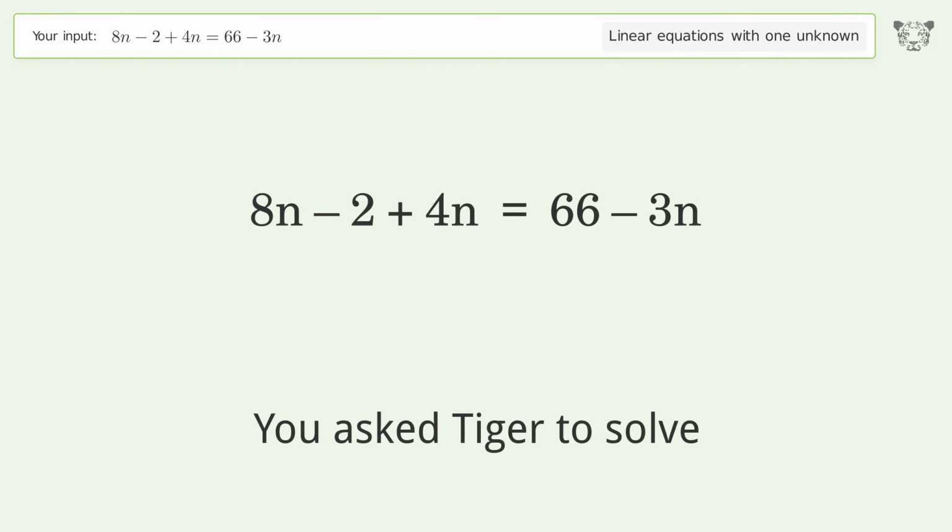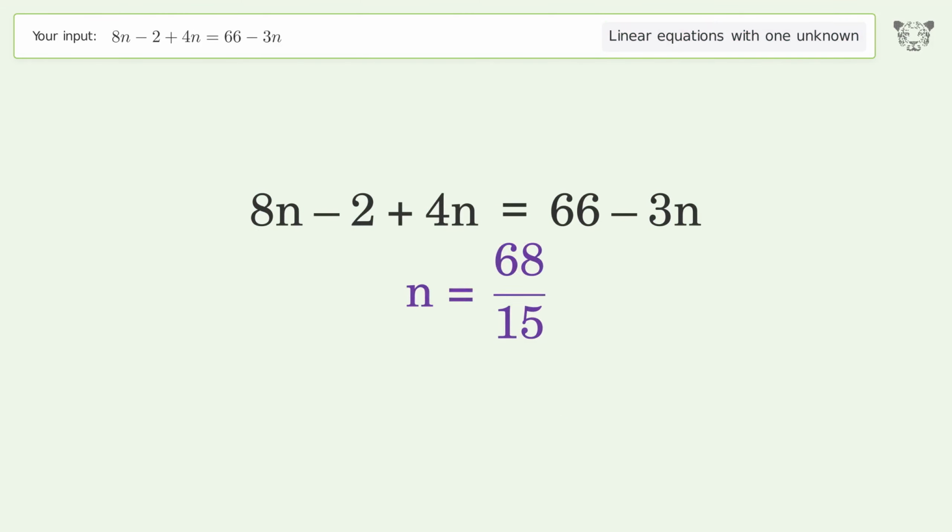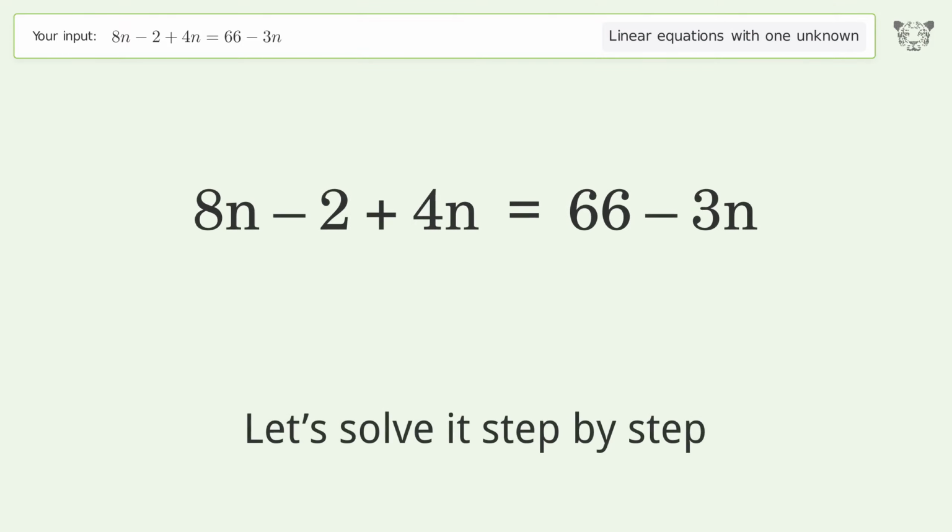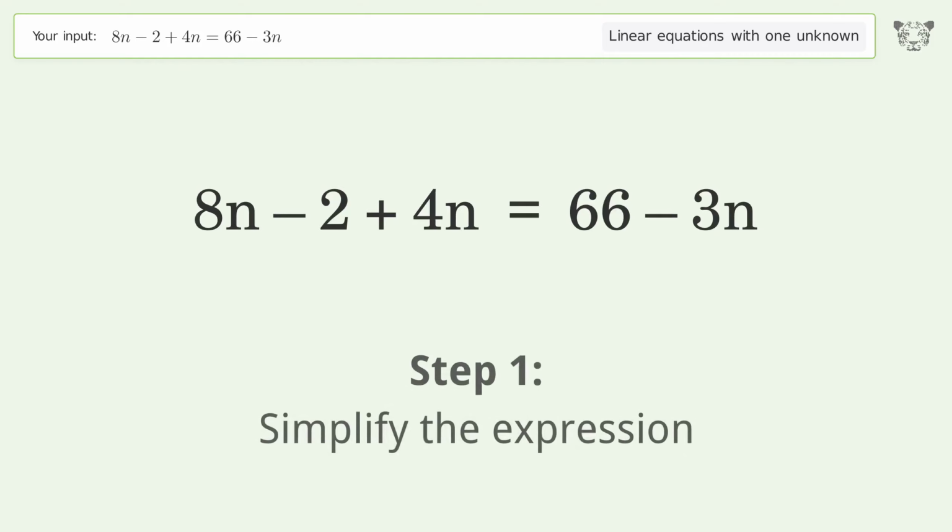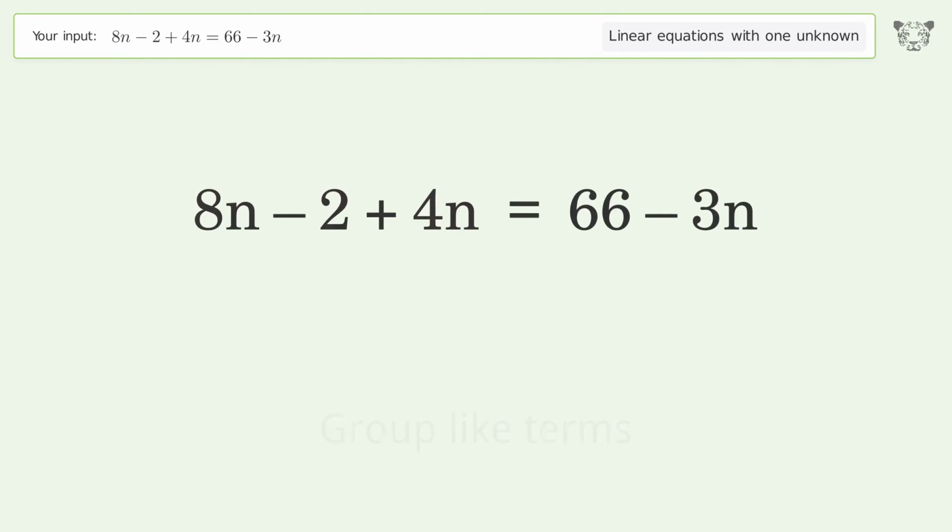You ask Tiger to solve this. It deals with linear equations with one unknown. The final result is n equals 68/15. Let's solve it step by step. Simplify the expression. Group like terms.